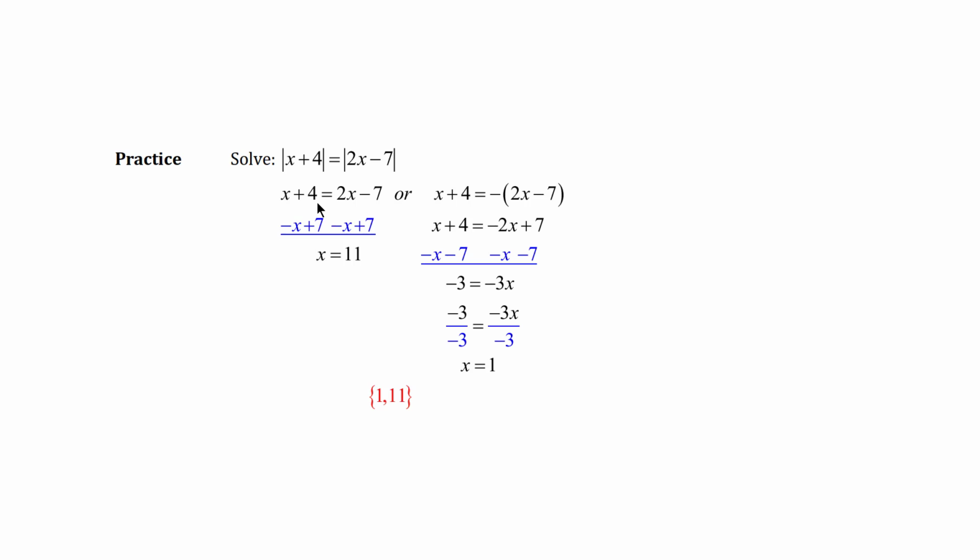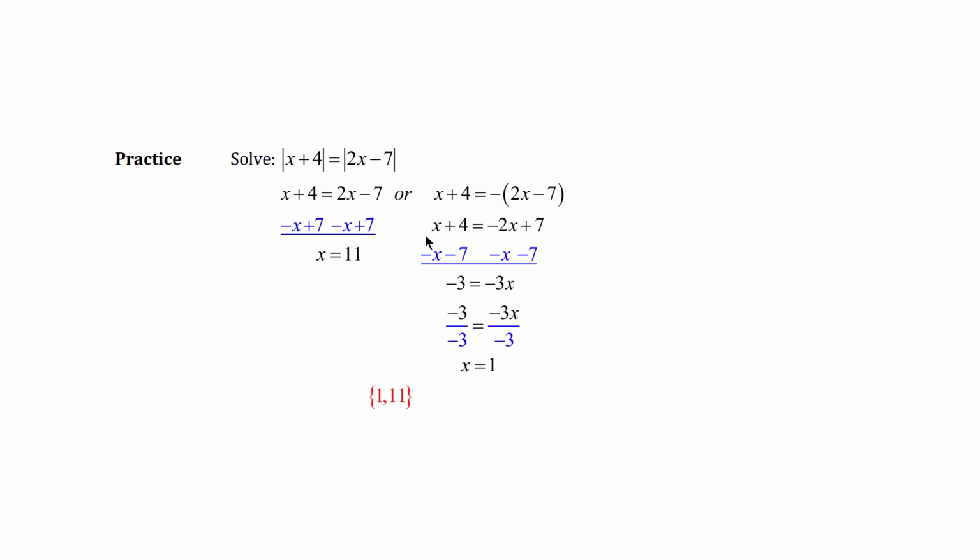Starting with the first equation, we solve for x by doing two steps at once. We get rid of x by subtracting x from both sides of the equation, and we get rid of the minus 7 by adding 7 to both sides. Simplifying the left-hand side, x minus x cancels out. Plus 4 plus 7 gives us 11. On the right-hand side, we have 2x minus x gives us x. Minus 7 plus 7 will cancel out. So the result is 11 equals x, or we could just write this as x equals 11.